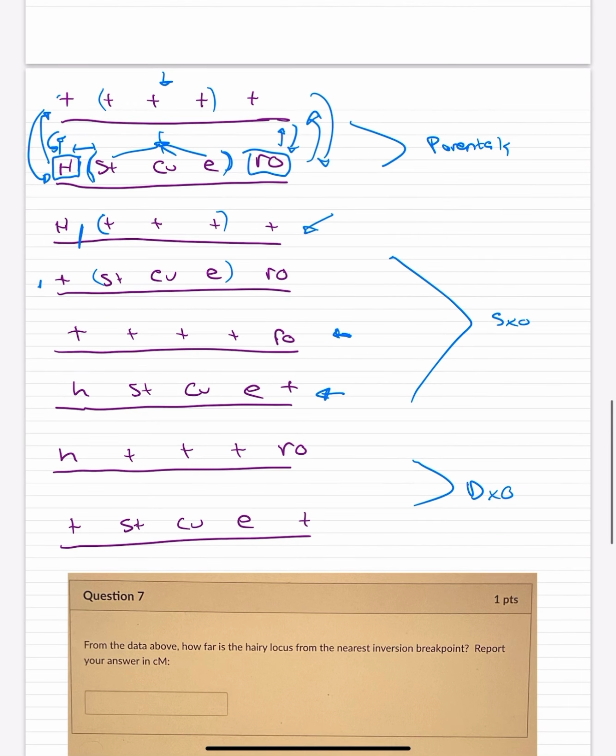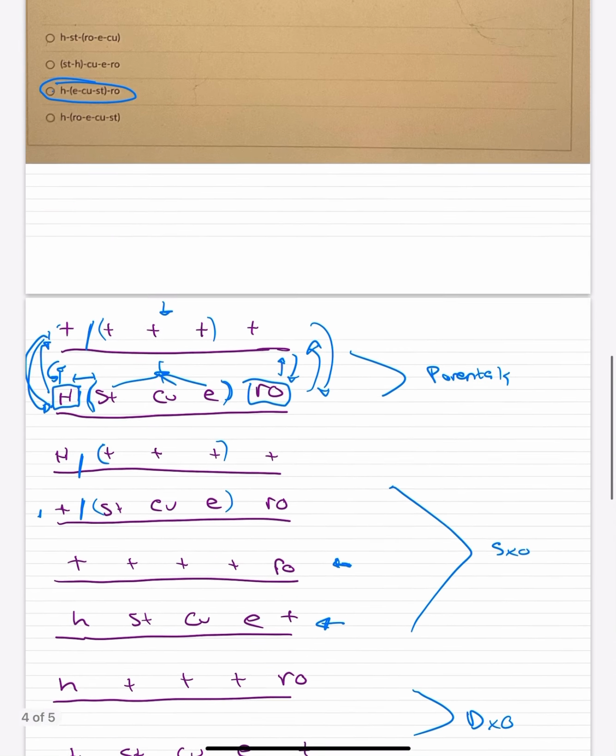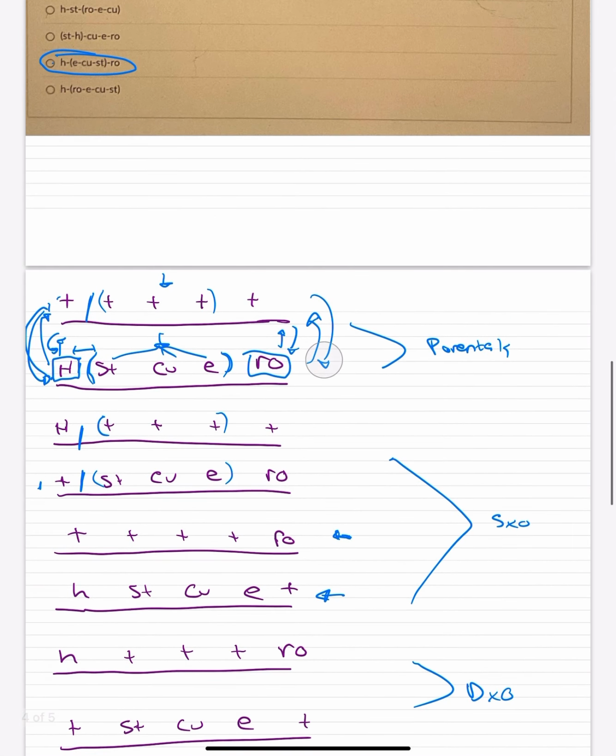Here we have the inversion, and here we have H. So this right here is a crossover because in order to get from the parentals to this, you have to cross over H with this. Likewise, the bottom one is also the same. Now we're going to write down all of the progeny. This is looking kind of messy. Let me erase some of this.